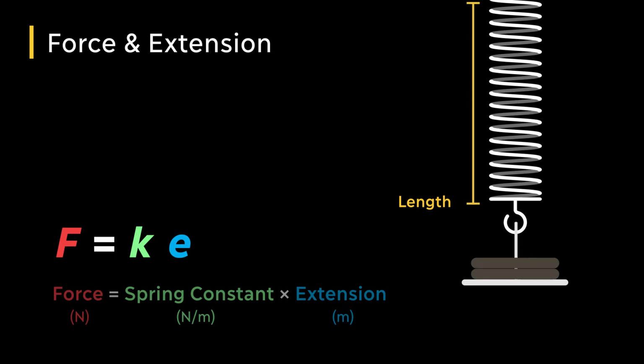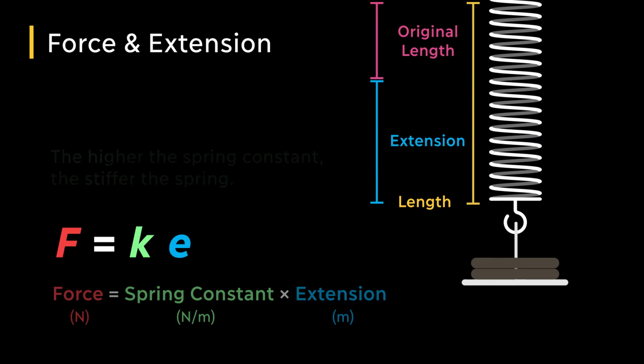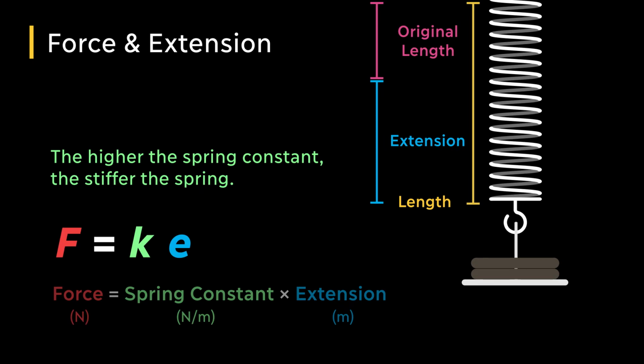To determine the extension, we first need to know the original length of the spring, shown in pink, then subtract that from the new length of the spring, shown in yellow. And as I said before, the higher the spring constant, the stiffer the spring.